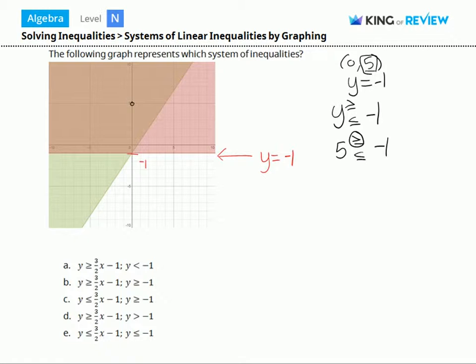Therefore, we know the inequality sign that we need to use is greater than or equal to. So we have y is greater than or equal to -1. This is our first inequality in our system.